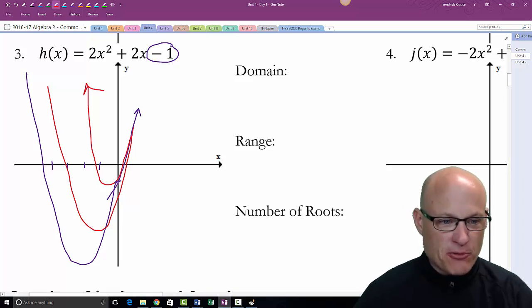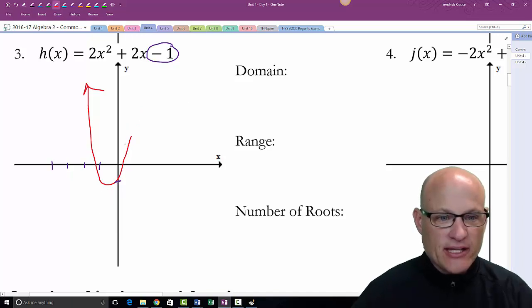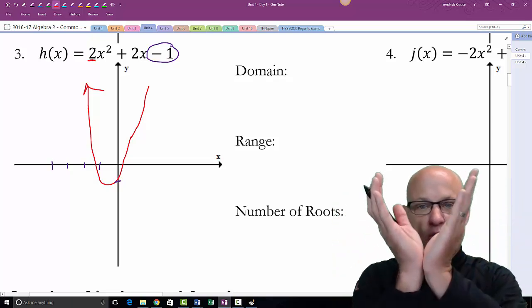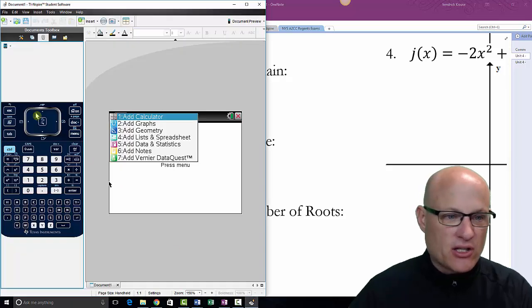I know it's skinny, so it's probably not this one. And it's probably not this one. It's probably this one because it's skinny. What I mean by skinny is it's got a dilation of 2, so instead of being just a normal parabola, it's going to be a little bit skinnier. But let's get a quick sketch of it.